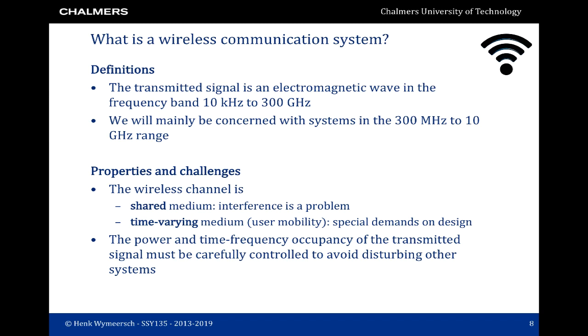So what makes the wireless channel special compared to the wired channel is first of all that it is a shared medium. So multiple users are accessing the channel simultaneously. This creates interference which must be handled. Secondly, users may be mobile or the environment may be changing, so this makes the channel itself time varying. This places special demands on the design, which we will cover in this course.